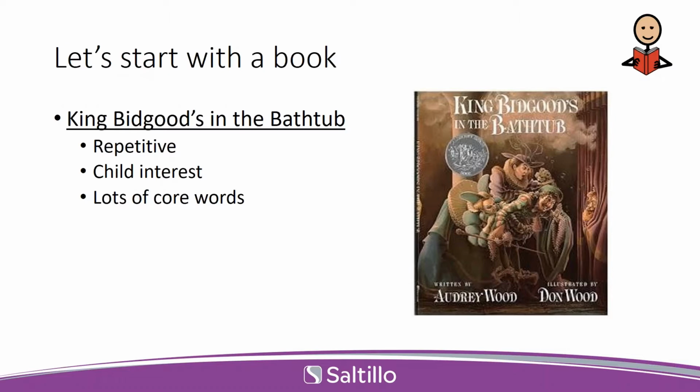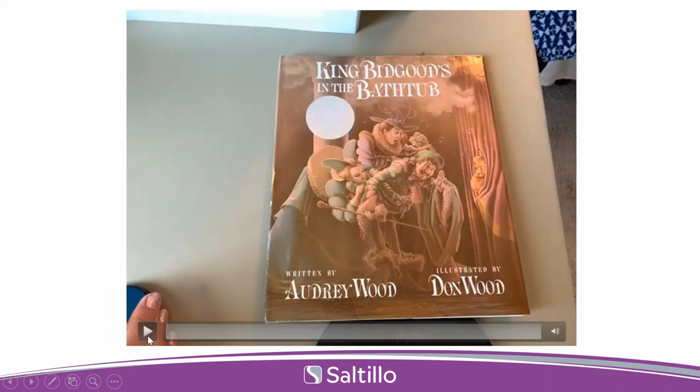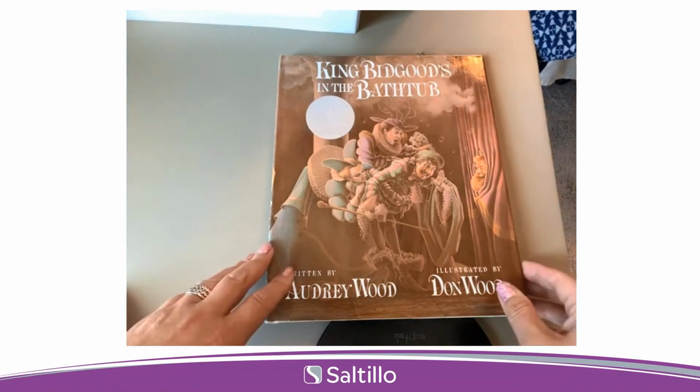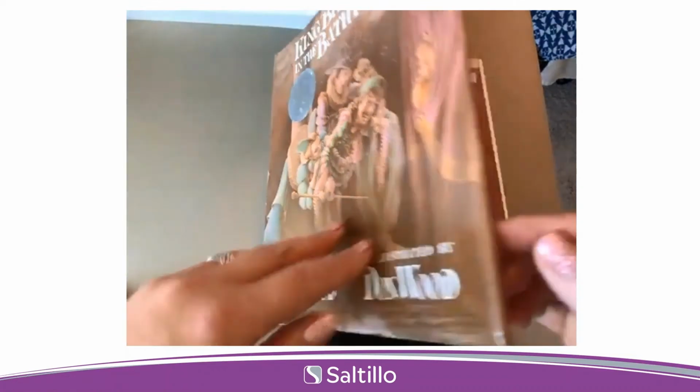We're going to start with a book, and I'm going to read it. On the next slide, you'll see me reading the book, and then we'll go through the steps together for how to choose core words, how you might plan a question or a comment for your child, and then go through for modeling purposes, and maybe what we might model on the child's device. So let's open our book. Okay, we're going to read King Bidgood in the Bathtub.